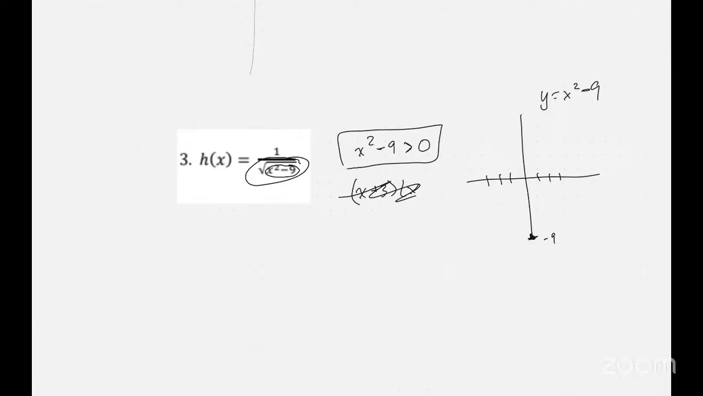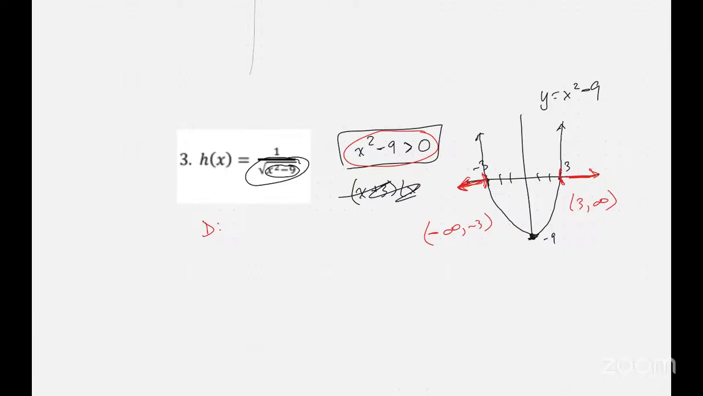So your graph would look like this. Now answer this question. When is that graph greater than 0? From negative infinity to -3, and where else? From 3 to infinity. Exactly. So that's the answer. What's the domain of h of x? The domain is from negative infinity to -3 union 3 to infinity.